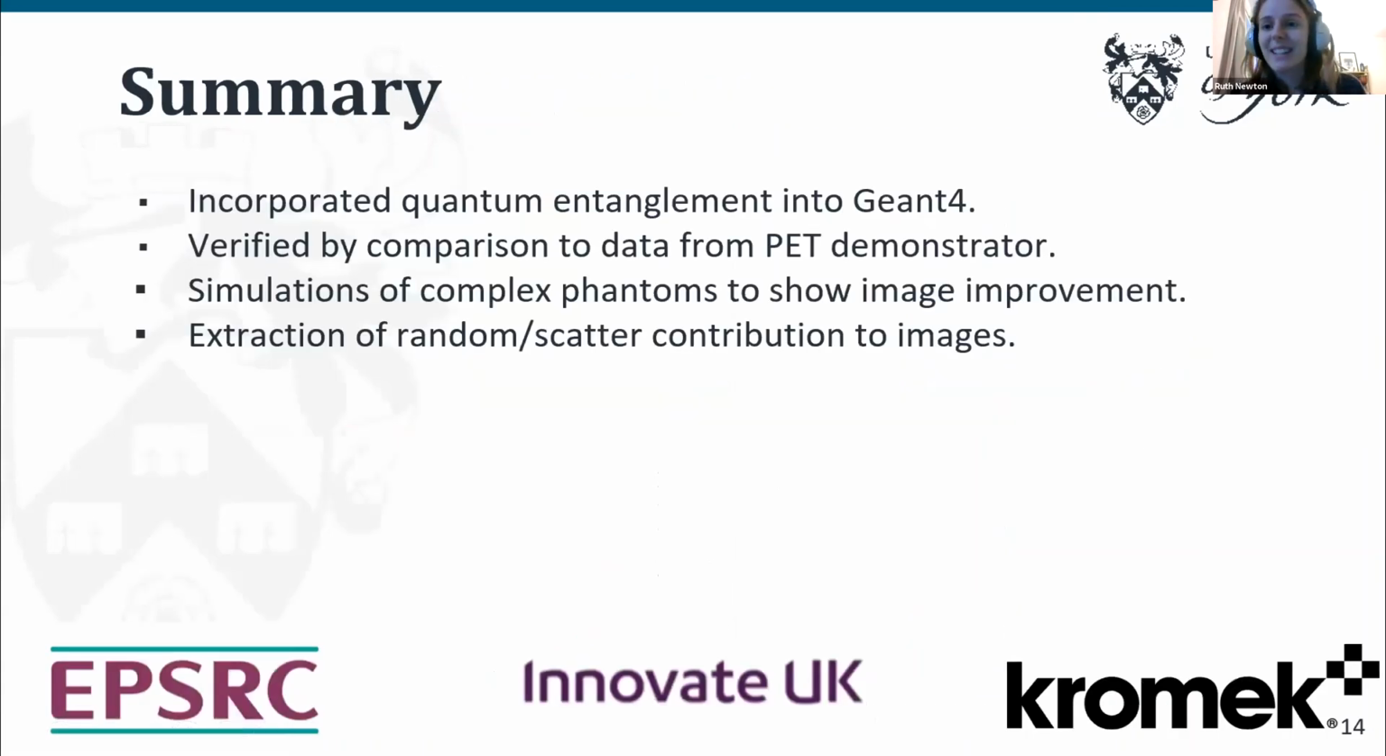So in conclusion, as Dan has shown, we've incorporated quantum entanglement into GN4 and then verified it by comparing to some CZT PET demonstrator system. Now I've shown that we can also simulate some fairly complex phantoms using this quantum entangled GN4, and that purely by just chopping on this delta phi information, we can show noticeable image improvement. And then at the end, I showed a very basic algorithm to pull out the contribution of scatter and randoms to our images.